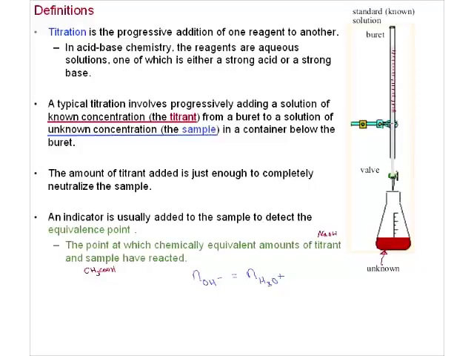Now, the indicator that we're going to use here is going to be one that is able to change its color very, very close to where the pH of the equivalence point is. And we'll talk more about that later. But in any case, we get a visual cue of when we've added equivalent amounts of acid and base by looking at the color change of the indicator, and we're looking for the equivalence point. So here we go.